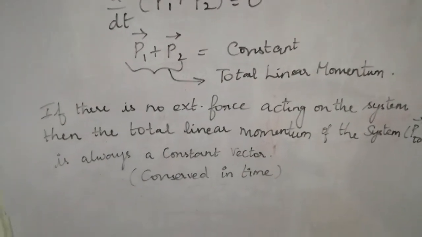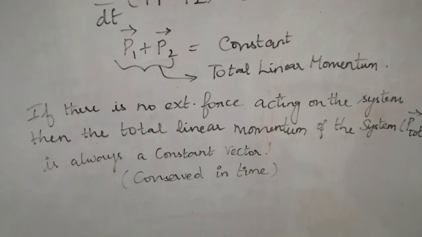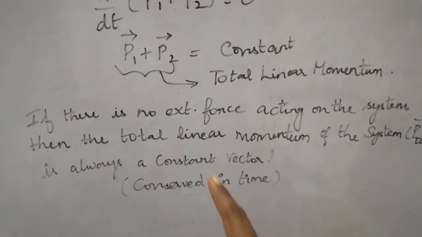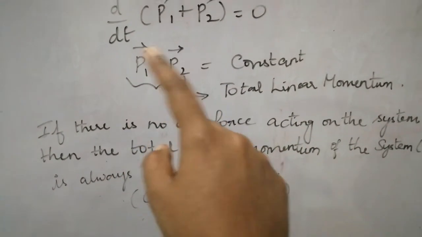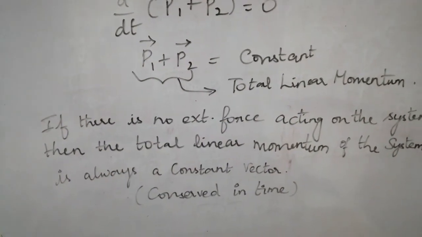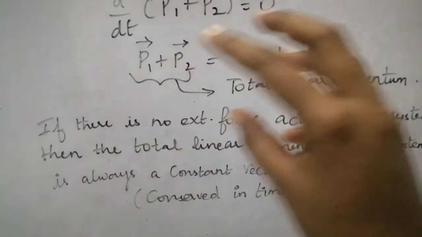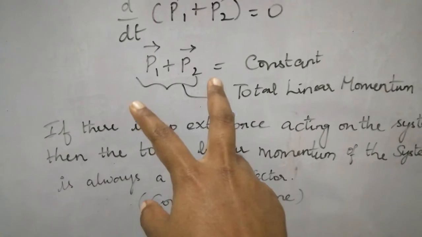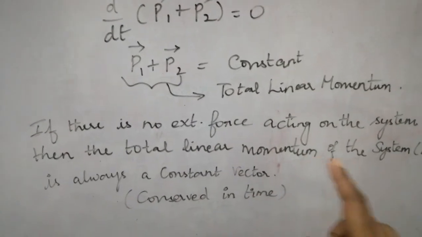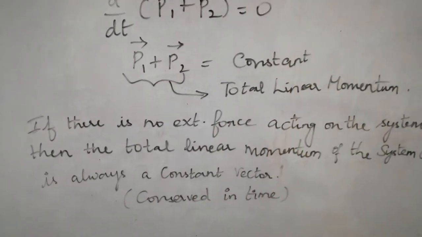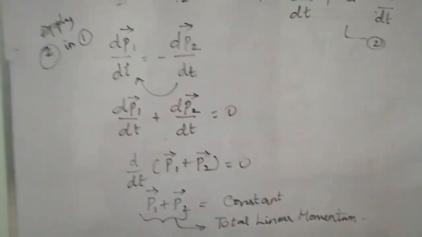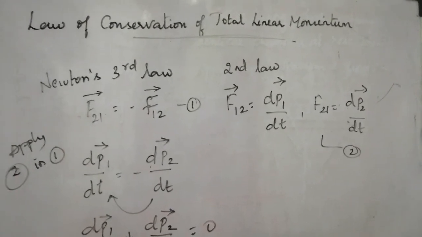So what is the law? The law states that if there is no external force acting on the system, then the total linear momentum of the system is always a constant vector. As momentum is a vector quantity, the resultant vector, if you don't apply any external force, depends only upon the objects in the system. However many momenta there may be, the total linear momentum of the system will always be a constant vector. That is, it is conserved with respect to time. So this is the law of conservation of total linear momentum. Thank you.